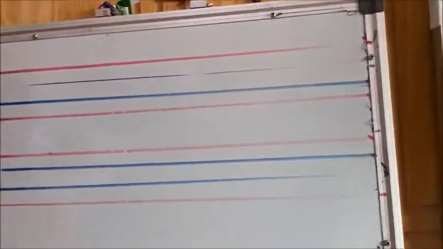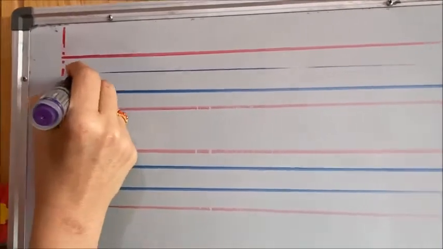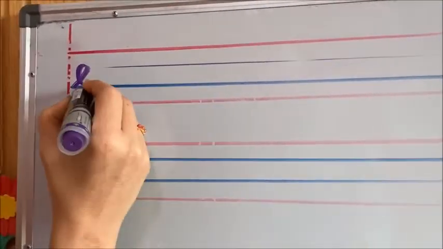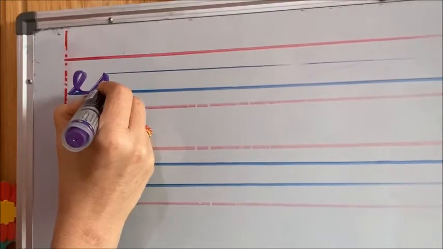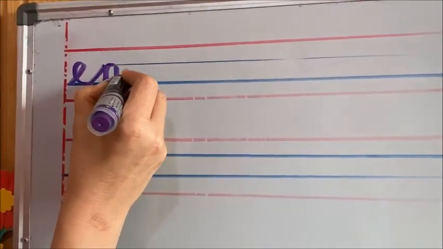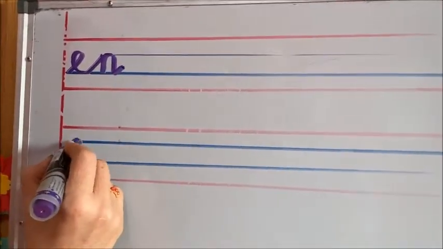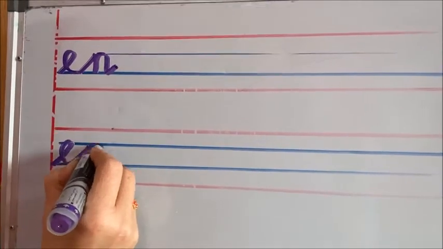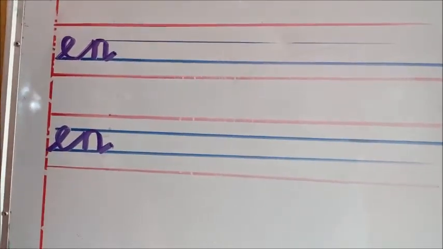So here we have the board. You will write the date here. And you will write A in the blue line, slanting line. And you know how to write this N. From the margin, A, na, N. Till the last line, all right?